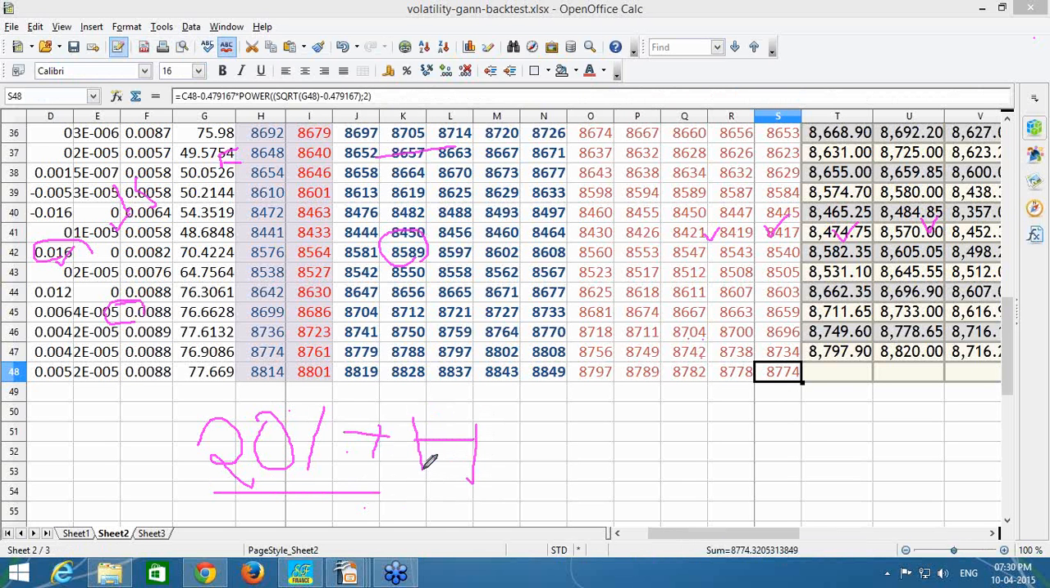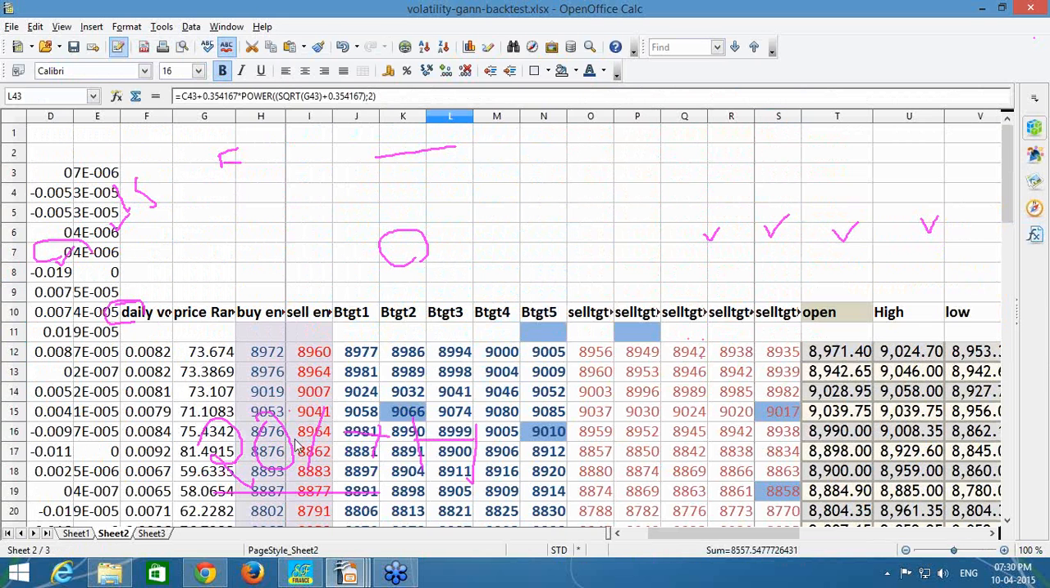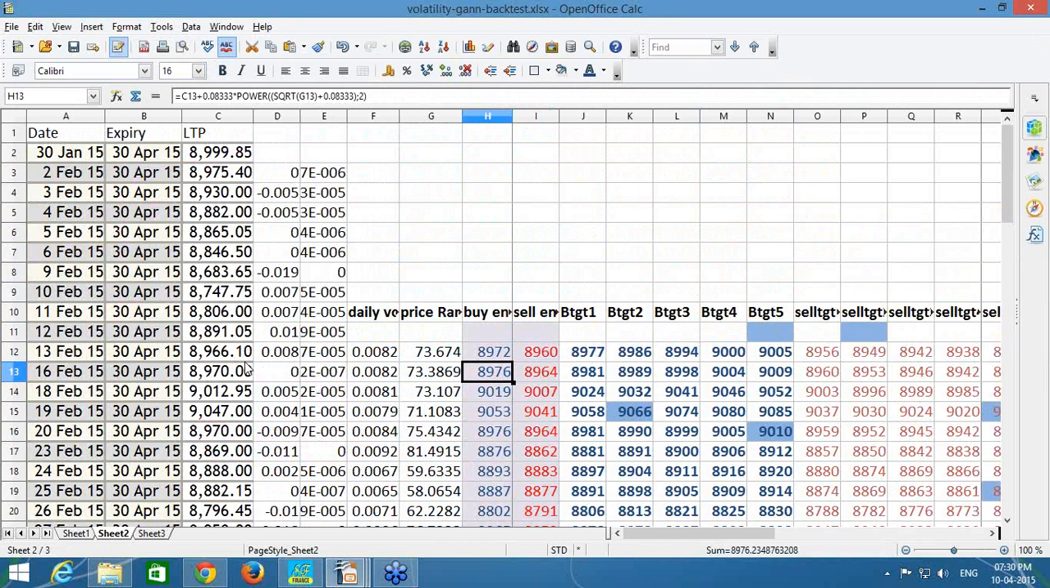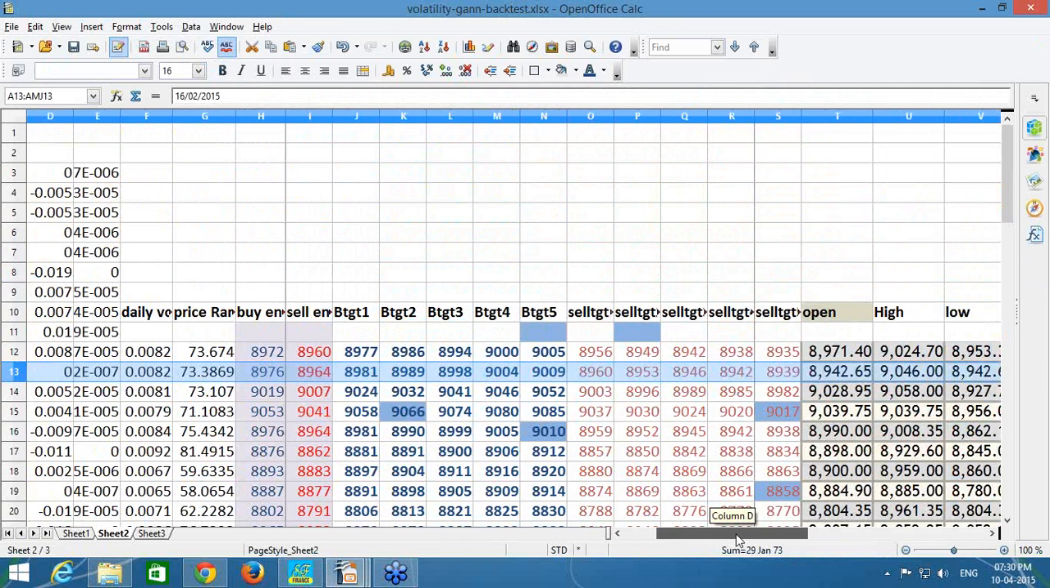Just to improve that, whenever there is a gap up or gap down happening, we are doing a small adjustment. I'll take you to the adjustment part here. So there is a gap up or gap down, and we will just do a small adjustment. Let's say on the second day, 16th February, we expected that it should open at 8976, I should buy, but it has opened at 8942.